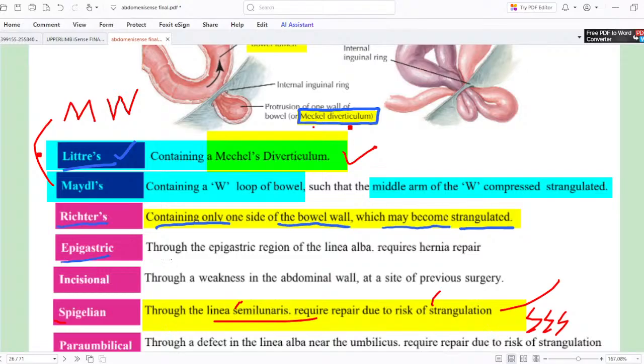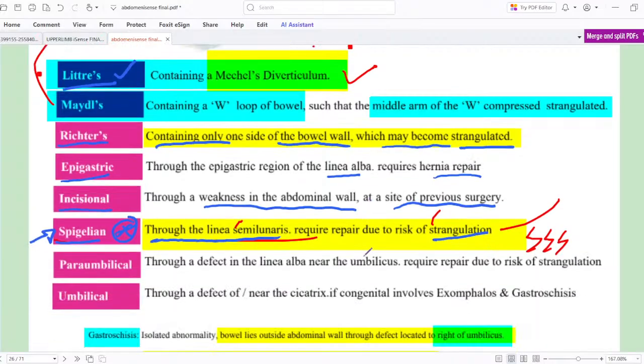Epigastric hernia: through the epigastric region of the linea alba, requires hernia repair. Incisional hernia: through the previous scar, through the weakness in the abdominal wall, a site of previous surgery. Spigelian hernia: through the linea semilunaris. I told you a special type of hernia occurs here. This is called Spigelian hernia, and this is an exam question. Repair is needed due to the risk of strangulation. Then paraumbilical hernia and umbilical hernia.